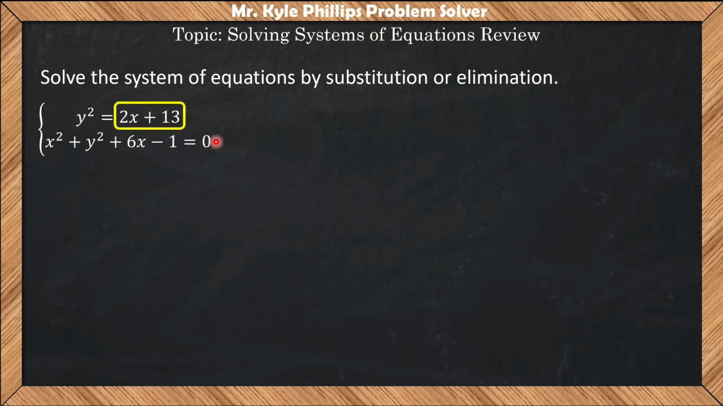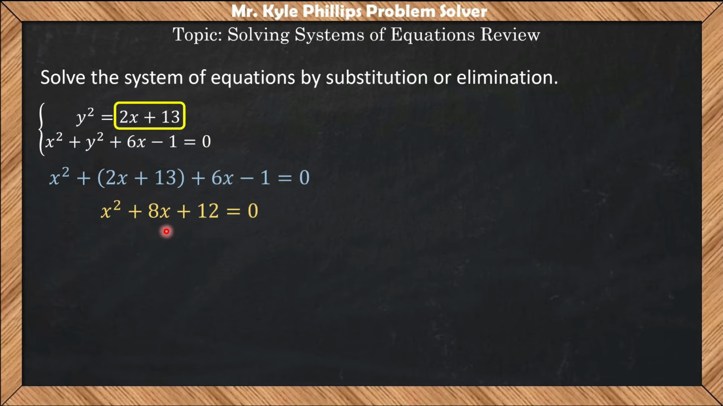So what I'll do is I'll take 2x plus 13 and I will substitute this in everywhere I see a y squared, which is right here. So I'll have x squared plus y squared, and I know y squared is 2x plus 13, and then I'll bring down the 6x and the minus 1. So when I combine my like terms, 2x and 6x is going to give me 8x, and then 13 minus 1 is going to give me the 12.